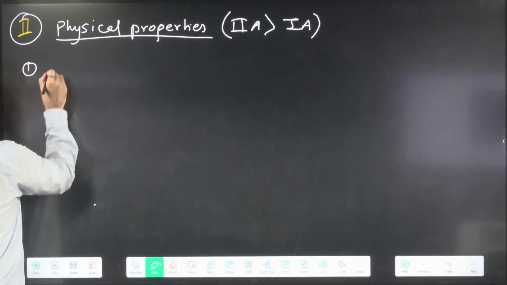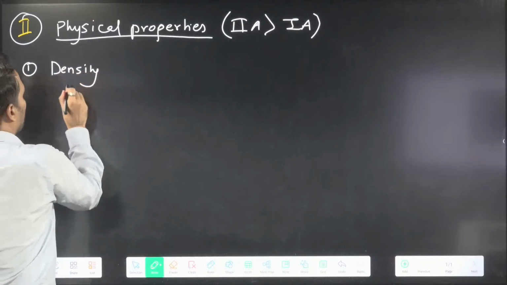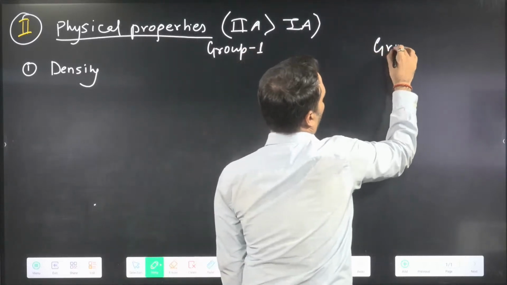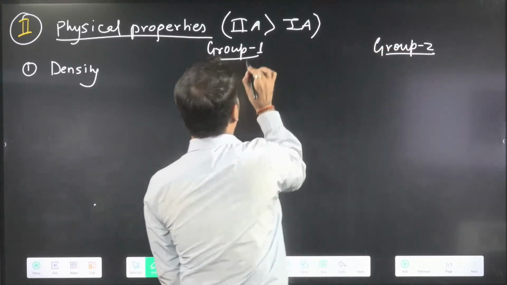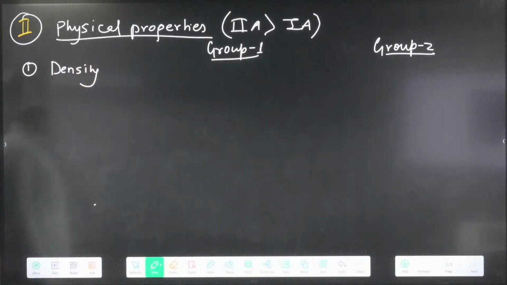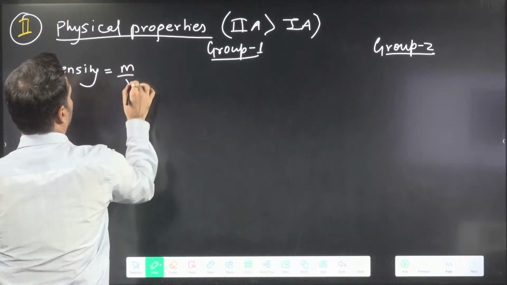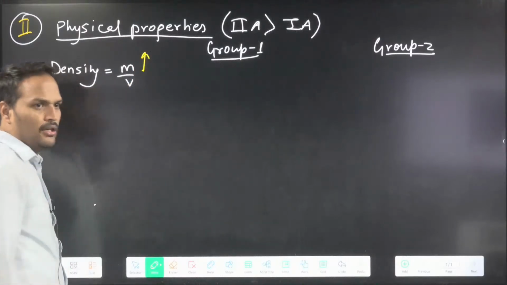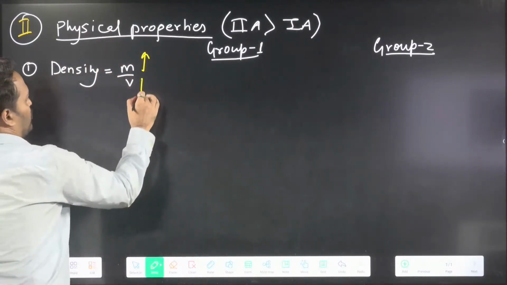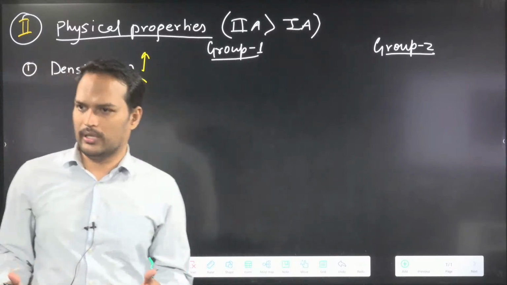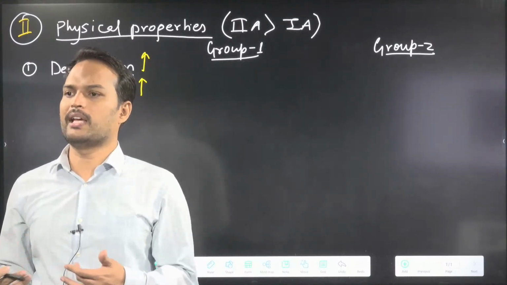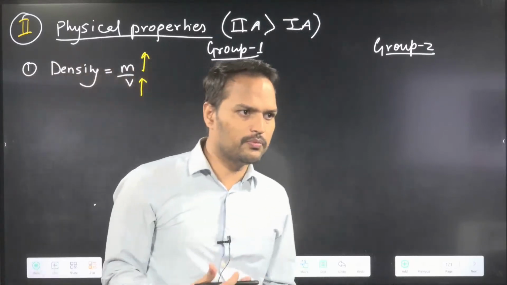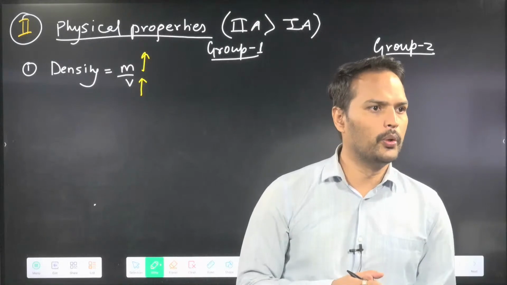Okay, so now we'll discuss each and every one. Let's start with the first one. First one we are talking about density. This is your group 1 and this one is your group 2. So if we talk about the density, everyone knows that density formula is mass by volume. As you are moving down the group, mass is increasing. As you are moving down the group, volume is also increasing. Volume is nothing else but size only. You know the volume formula, 4 by 3 pi r cube. So if radius is more, that means volume will also be more.